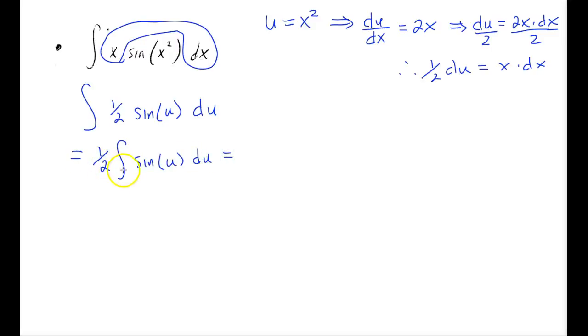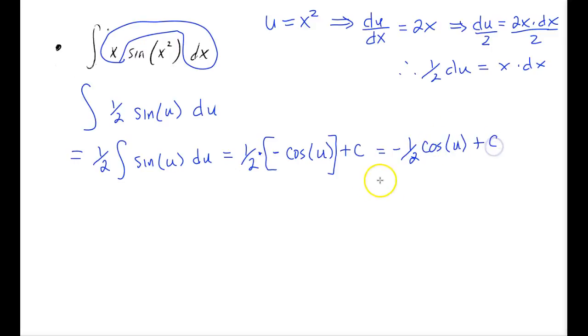And now we just have 1/2 times the integral of sine u du. And of course, the antiderivative for sine of u is negative cosine of u, and then of course that'll be plus c at the end. And all that is multiplied times each other. So let's make sure that we know that. So then this is minus 1/2 cosine of u plus c.